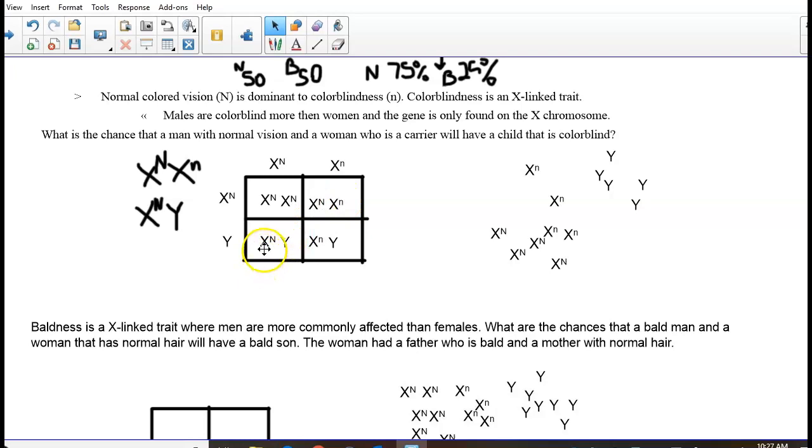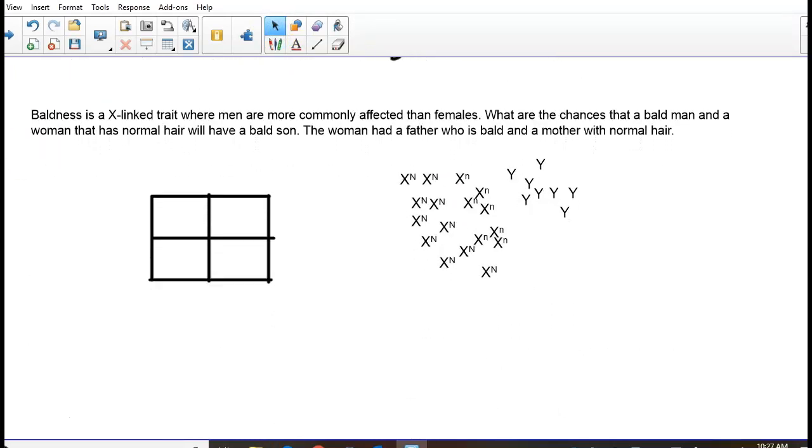And then down here, we have a male that is normal. And then finally, we have a male that is colorblind. So what's the chance of them having a child that is colorblind? That would be a 25% chance. Okay, and that's the answer to that question. So let's try one more, and then we'll be done for this one.